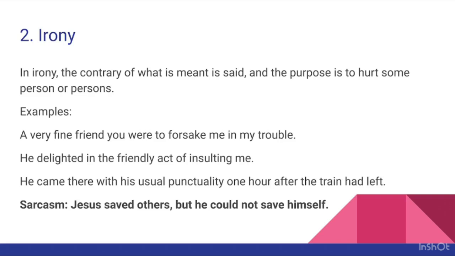Okay? So the essential features of this figure of speech are: number one, the very opposite of what is said is meant. Number two, there is something in the speaker's tone and manner to show his real intent. Okay, so actually the tone here decides the meaning. Number three, the purpose is to hurt some person or persons. So let's look at the example.